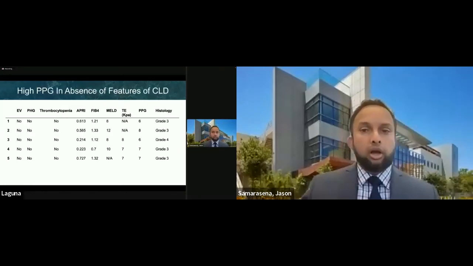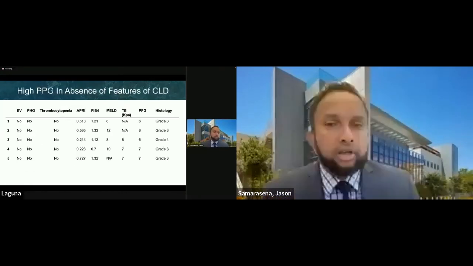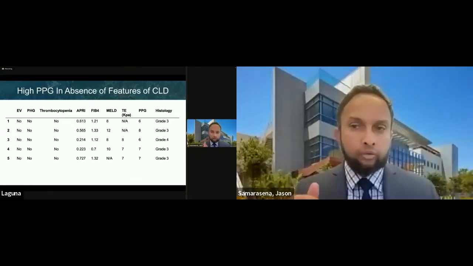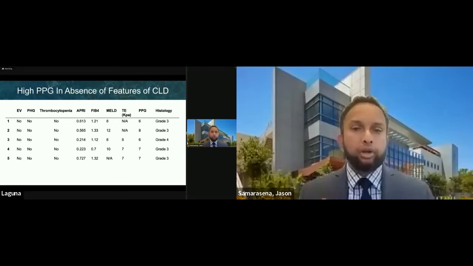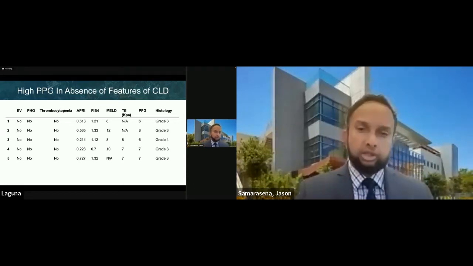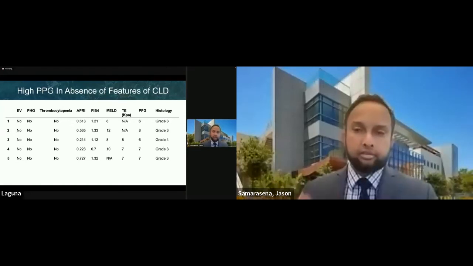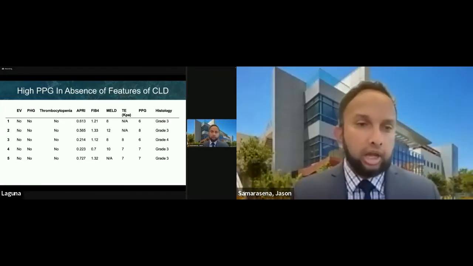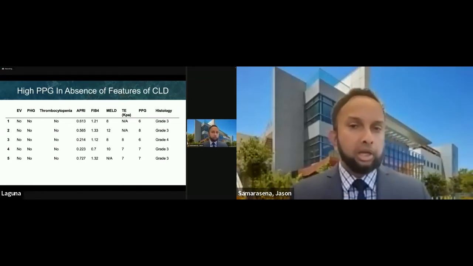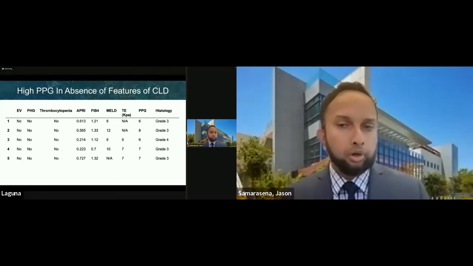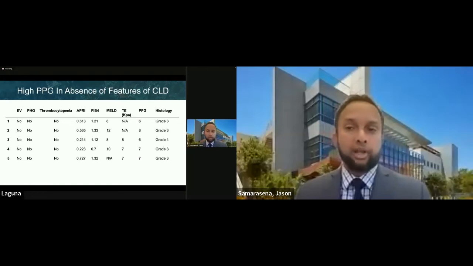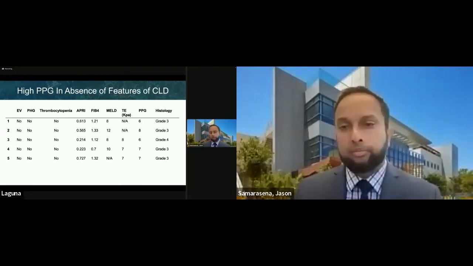One of the interesting things that we were able to tease out from the data was there were patients that had grade 3 or 4 histology, but when we looked at the non-invasive measures, there was actually no evidence that they had this degree of fibrosis. Patients had no varices, no portal hypertensive gastropathy, no thrombocytopenia. The APRI score and the FIB-4 were low. The MELD score was low. Even the transient elastography didn't reflect the degree of true fibrosis seen on biopsy.